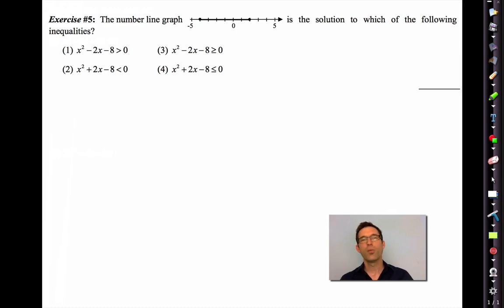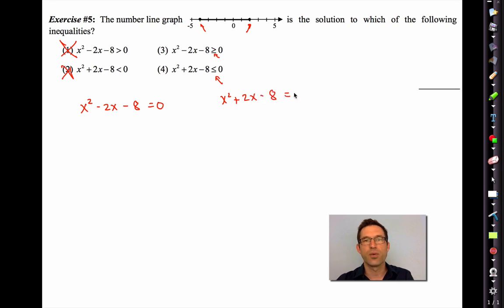All right. Well, the answer is definitely yes. We can eliminate this and we can eliminate this, based on the fact that we've got closed circles here, so there's got to be the equality. So it's got to be one of these two. Now, let's just take a look at the equivalent equations. x squared minus 2x minus 8 is equal to 0, and x squared plus 2x minus 8 is equal to 0, right? And let's solve them.